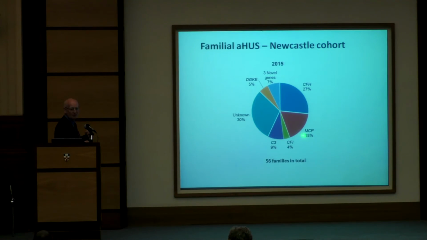Despite using the best techniques, there are still 30% of our families where we do not know what the underlying abnormality is. We have found several families where we think there's a novel gene. There's something completely new. In one of them, it is a complement gene. In two, it looks as if it may be a non-complement gene.